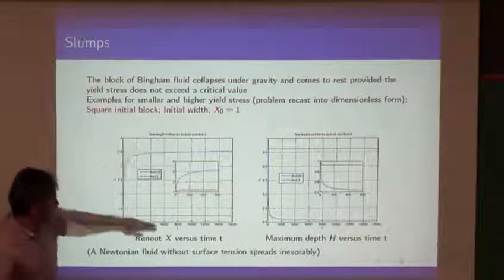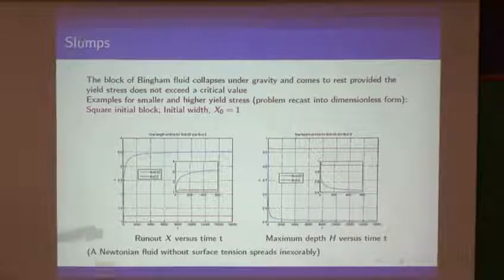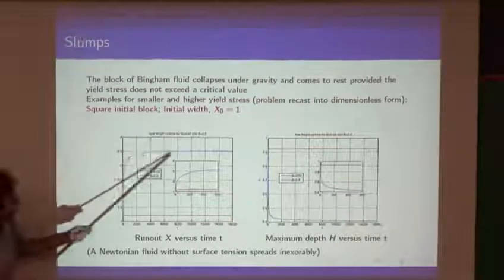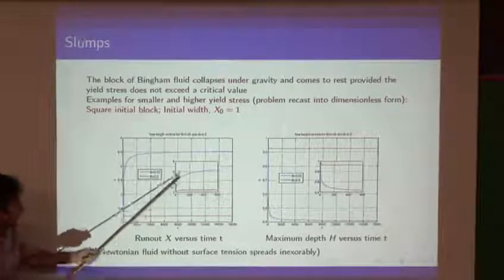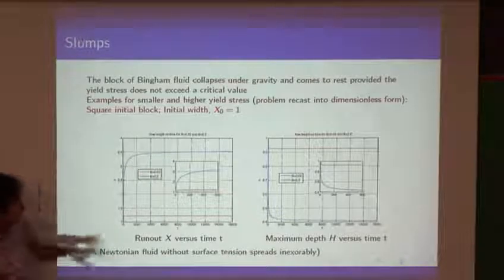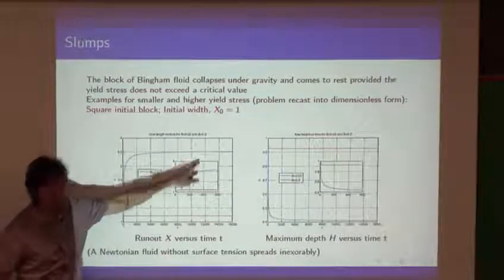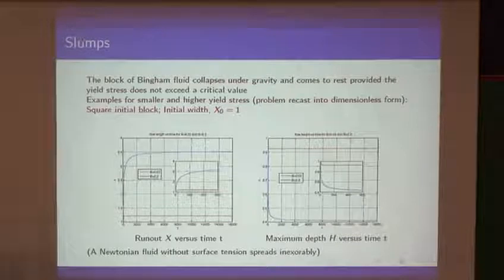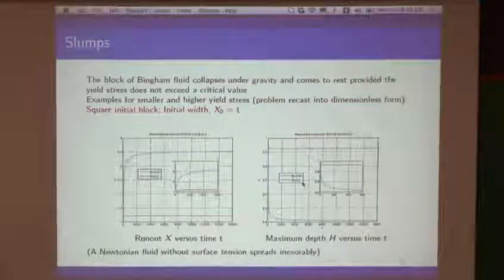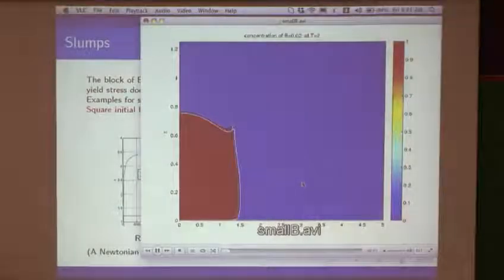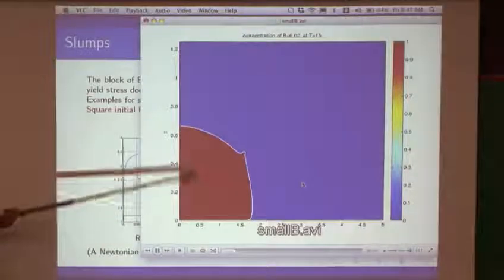And the red and the blue are two cases, so there is a smaller yield stress case and a higher yield stress case. This is the early times. So what happens is it collapses and it comes to rest. You see it coming to rest. So here's the movies of the computation. So this is the low yield stress case. This is the concentration field.